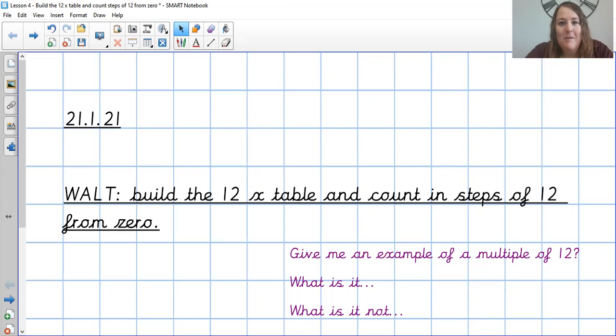We are still carrying on with multiplication, but we have finished the 11 times table for now, and we are going on to the 12 times table. So today our WALT is to build the 12 times table and count in steps of 12 from 0. Okay, let's get started then.